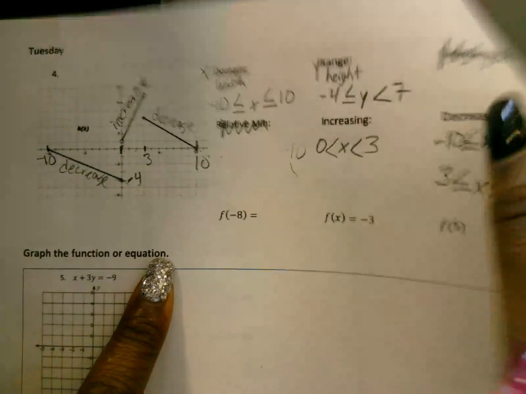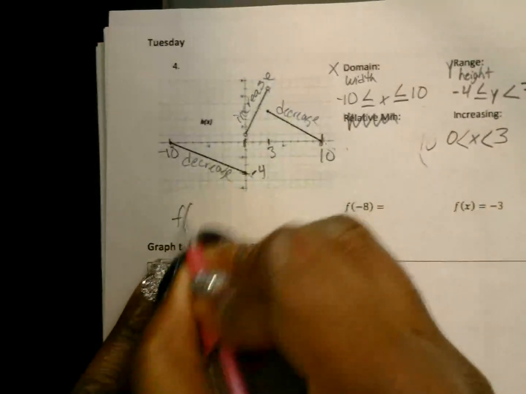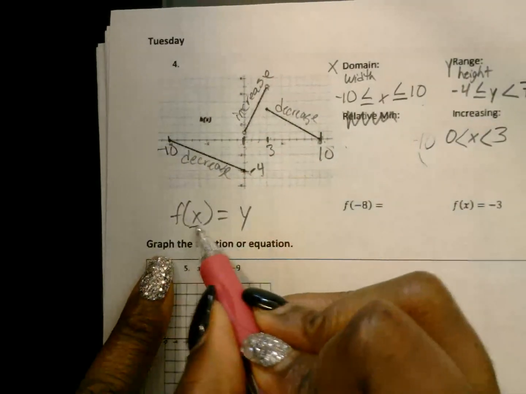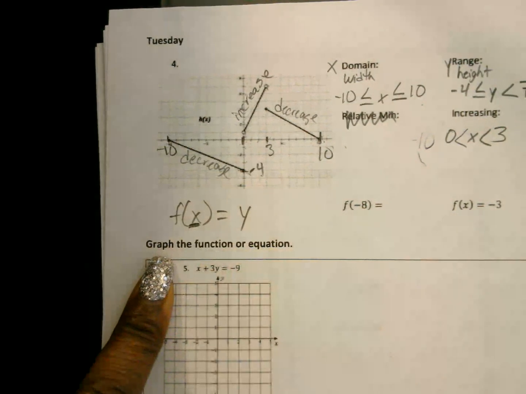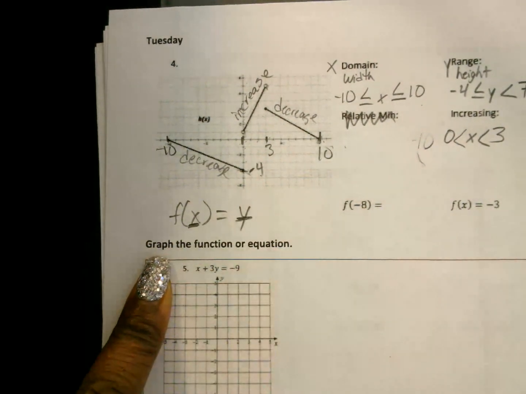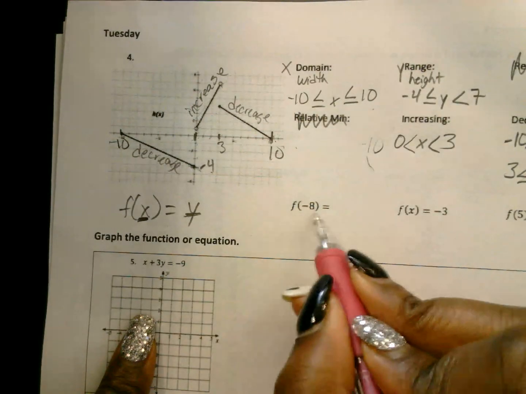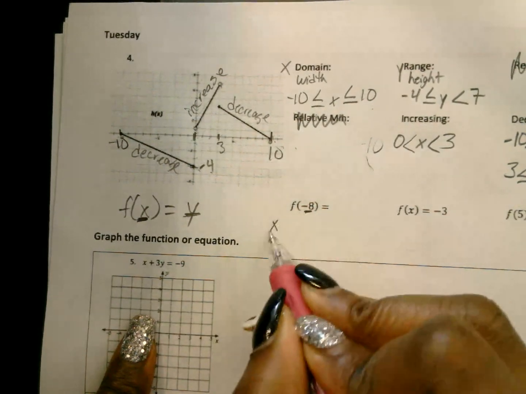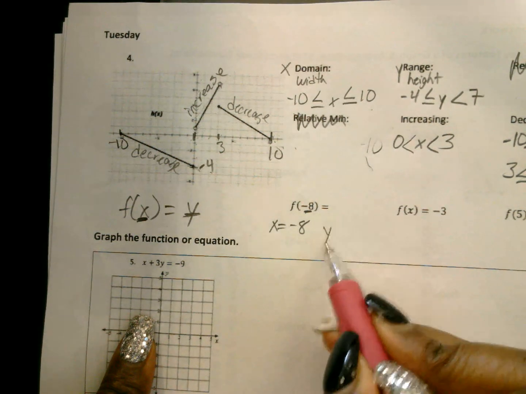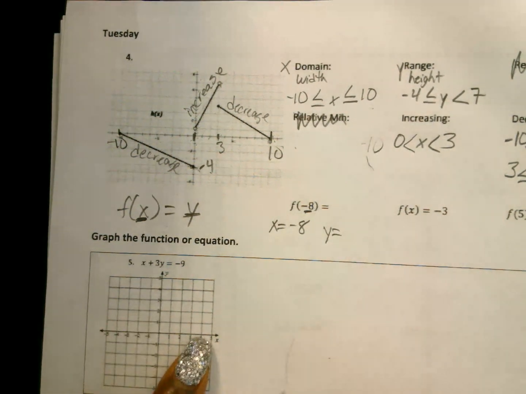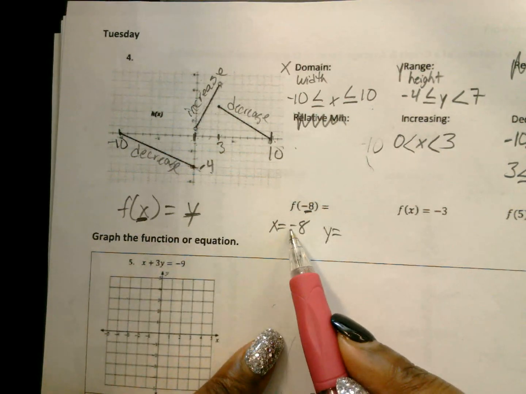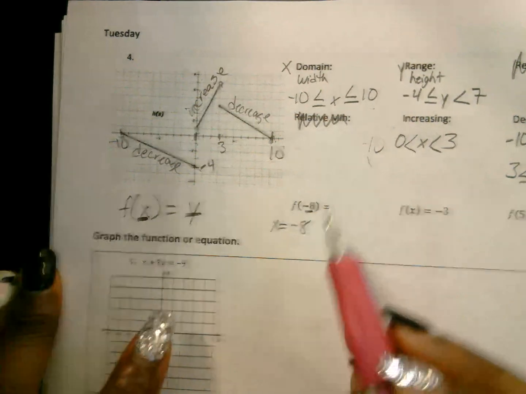Remember, f of x is the same as saying y. Whatever number is in the parentheses, that's your x value. Whatever number is here is your y value. So here, they give you an x value because this is the number that's in the parentheses. X is equal to negative 8. They're asking you, what is your y? Because y is missing, okay? Y is missing.